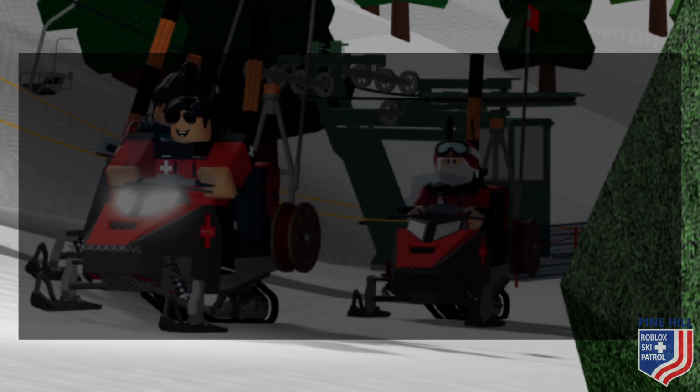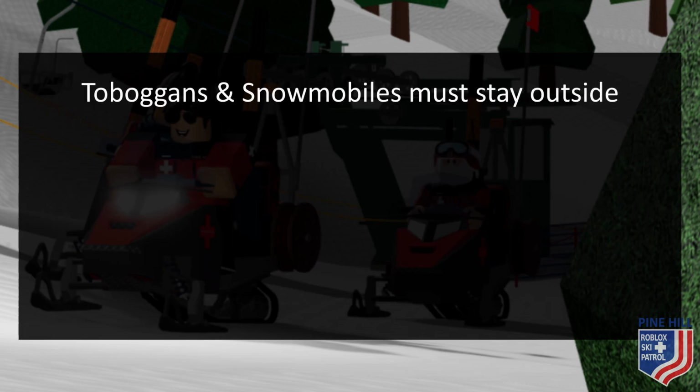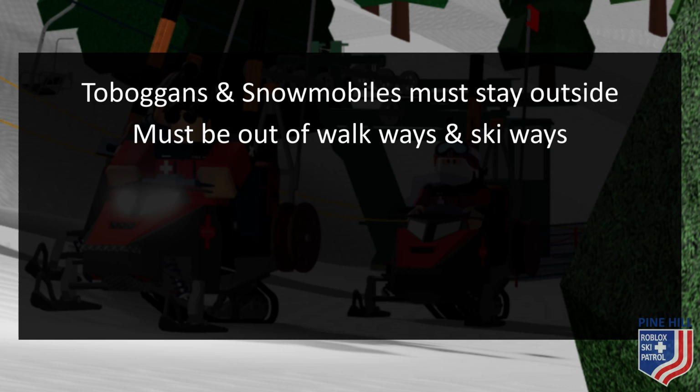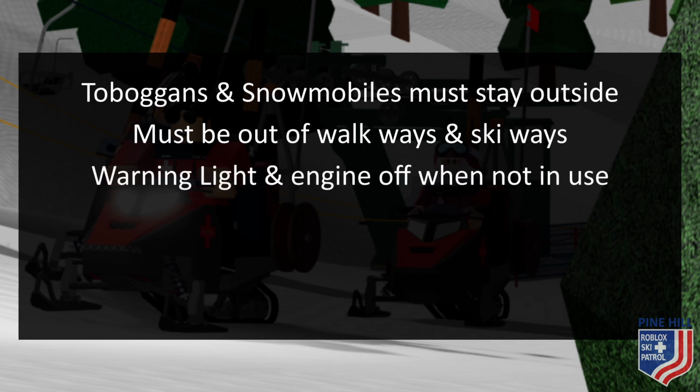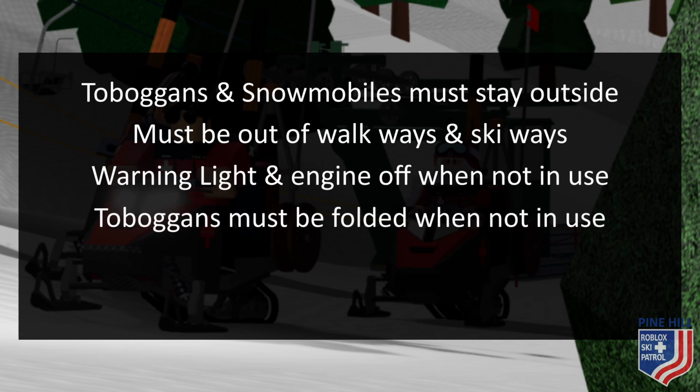To re-clarify, toboggans and snowmobiles must stay outside. They need to be out of walkways or skiways unless there is an emergency. There are no exceptions to this. Snowmobiles should have their warning light and engine off when not in use. Toboggans should be folded when not in use.